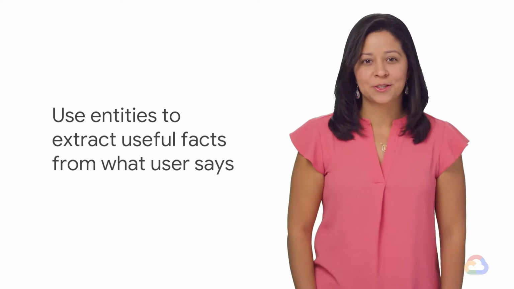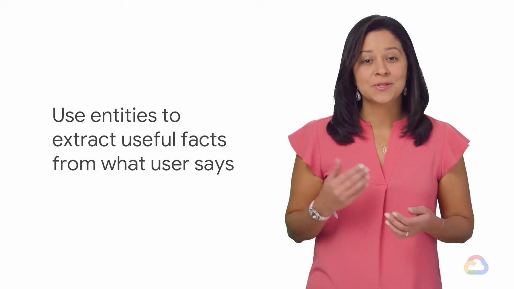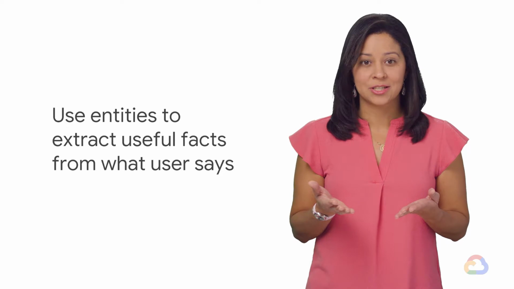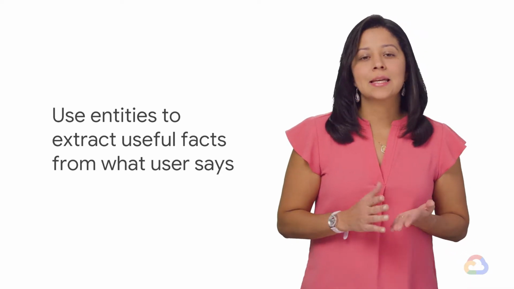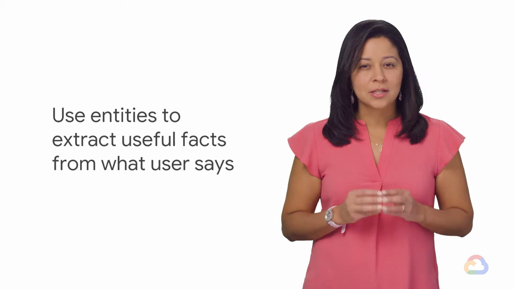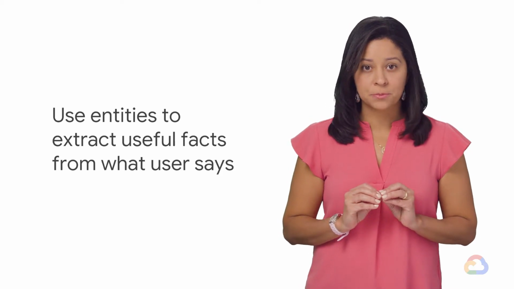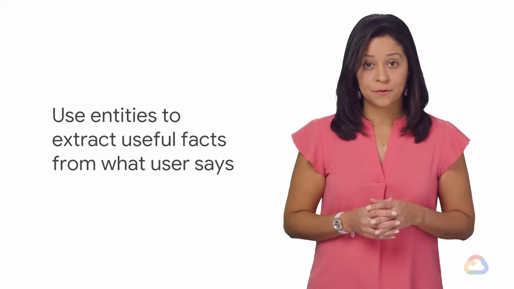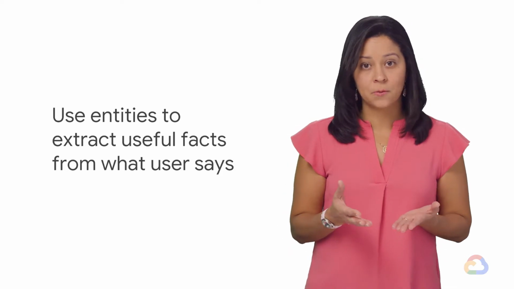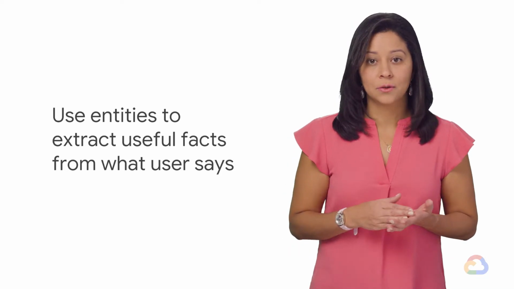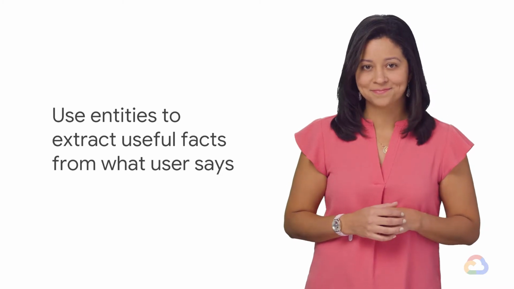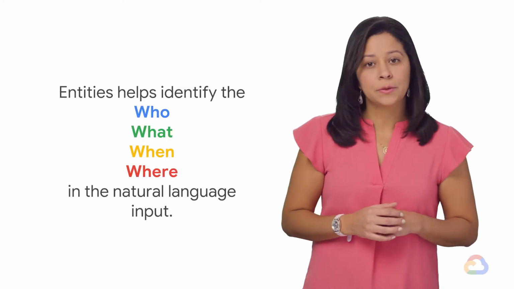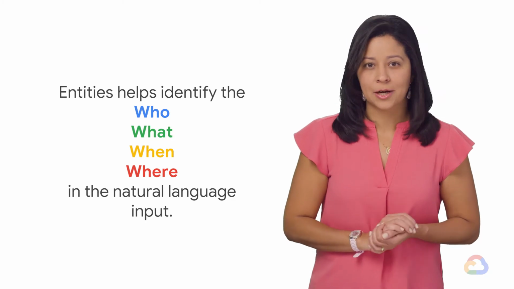So far you've learned about creating intents and using training phrases to teach the agent how to recognize these intents. But let's say that you want to enable your agent to extract specific pieces of information provided by the user. For example, the toppings they want on the pizza they are ordering, or the number of slices. You can do that with entities. Entities help you get to the specifics of an interaction.